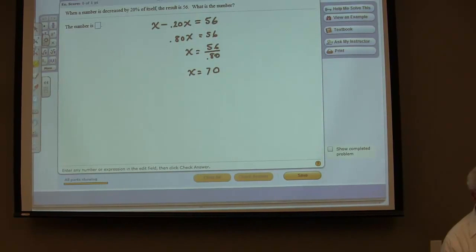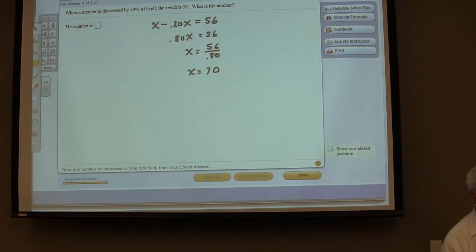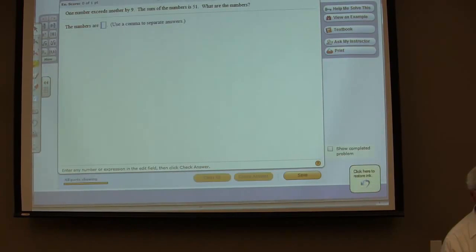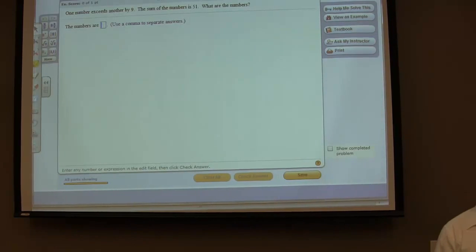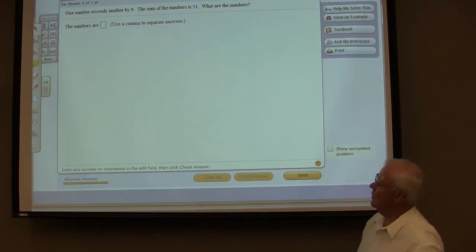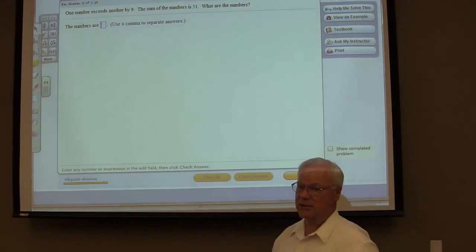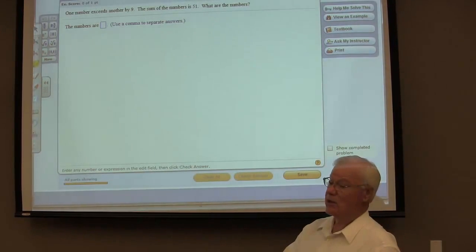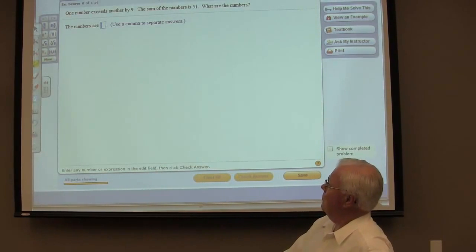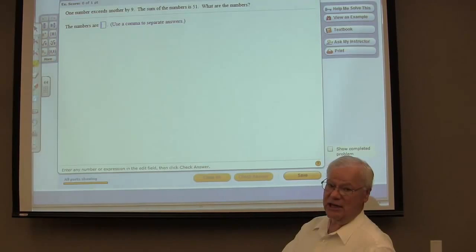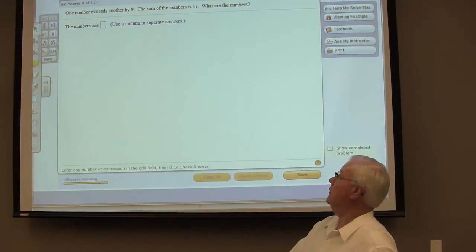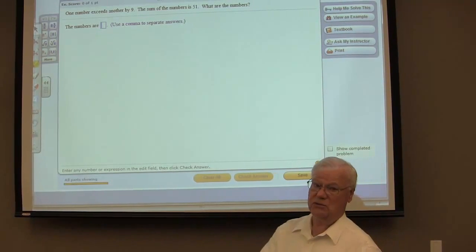So let's take a look at this last one here. One number exceeds another by 9. The sum of the numbers is 51. What are the numbers? Well, in a lot of the cases where you've seen these before, you've used x and y. But, you know, if one number exceeds another by 9, then one of the numbers is x and the other is x plus 9. So we don't have to use a y.